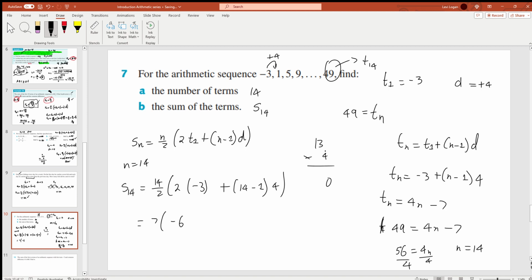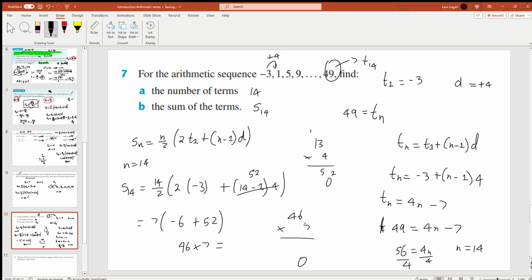So what you're going to get is, 3 times by 4 is 12. 4 times by 1 is 4, plus 1 is 5. So 13 times by 4 is 52. So what we have here is 52 minus 6, which is 46. Times by 7 will be your sum. So 46 times by 7.